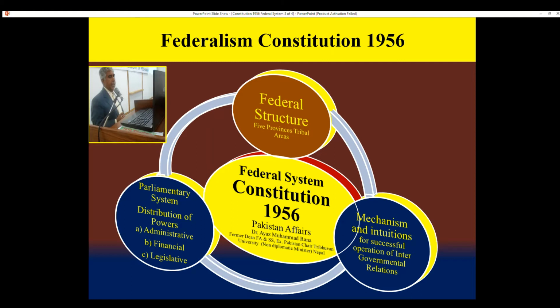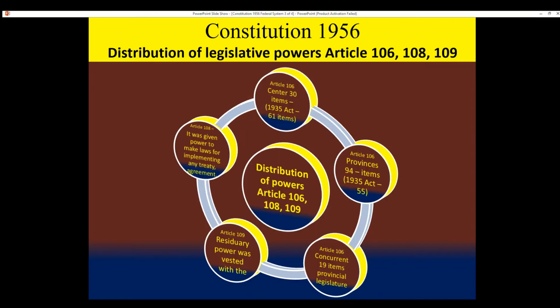So, distribution of powers: administrative relations, financial relations, and legislative relations between the federation and the federating units. A mechanism for smooth operation of the federation was adopted, and for the purpose various institutions were included in the Constitution. It is essential to mention that this Constitution comprised 234 articles and 6 schedules.